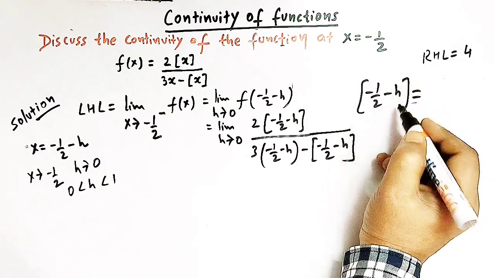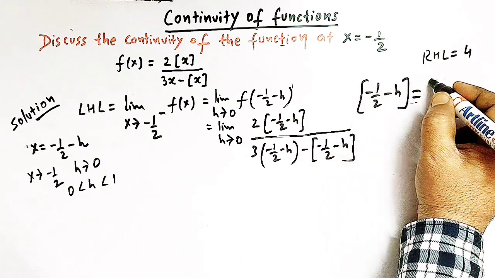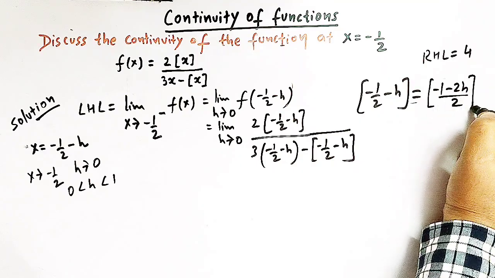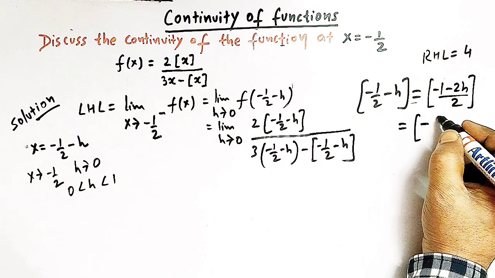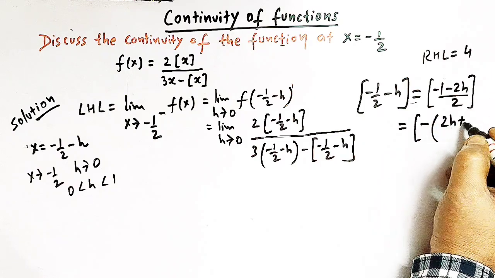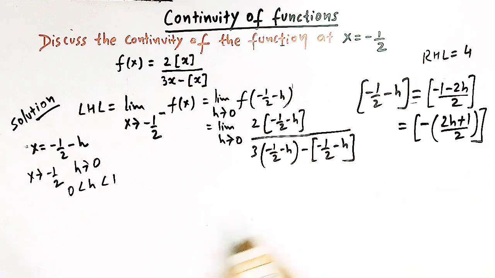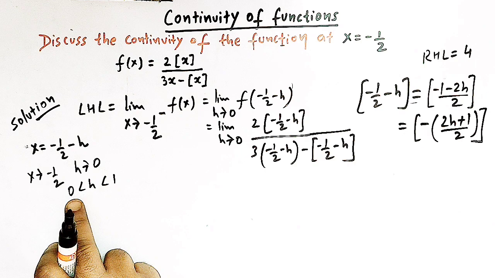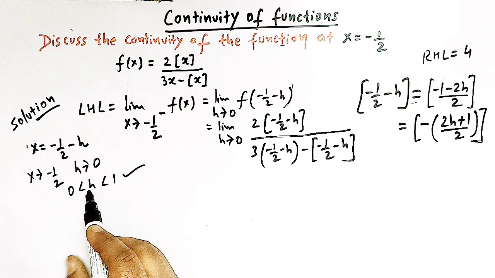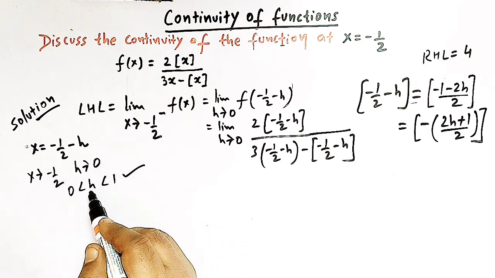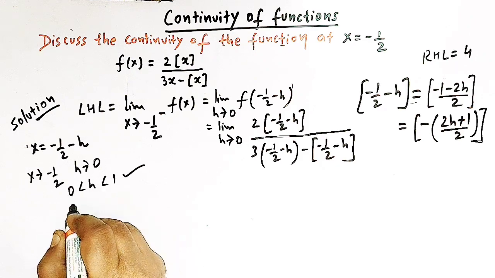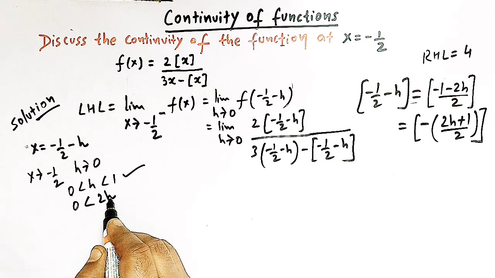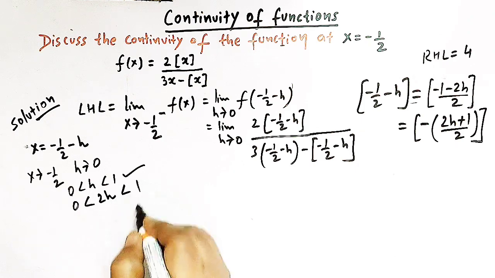So to get the value of greatest integer of minus half minus h, we can now write it as minus 1 minus 2h over 2, and here we have minus, and we can write 2h plus 1 over 2. So now to get the value of this expression, let us again start with this inequality. So h is very small, infinitesimally very small. H lies between 0 and 1. So the value of 2h, that is 2 times of h, should also lie between 0 and 1.